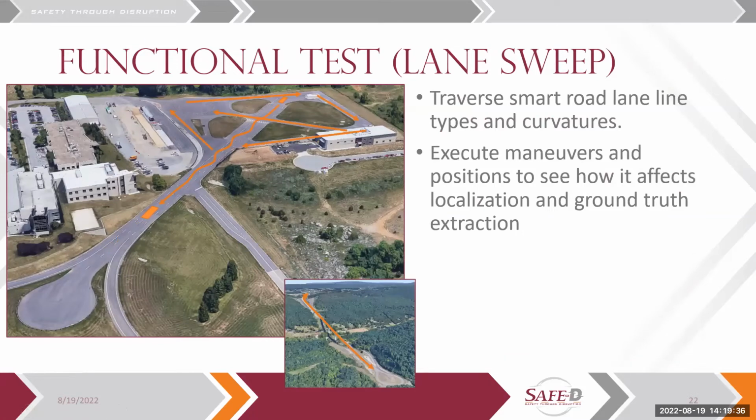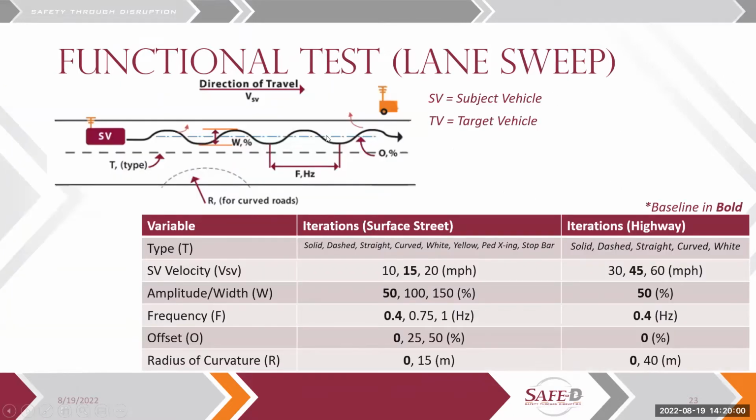Next test we have is lane sweep. This is mainly just to capture road information, lane lines, etc. So you can travel all across the smart roads and do lane slaloms, lane changes, as well as object detection of any parked pedestrian or parked vehicle. So here we have that parameterized as a sine function traveling on the road, at various amplitudes, velocity, frequency, offset, and road curvature.